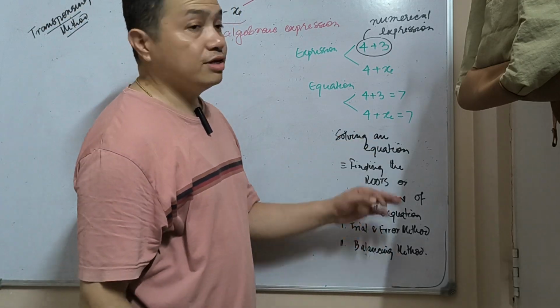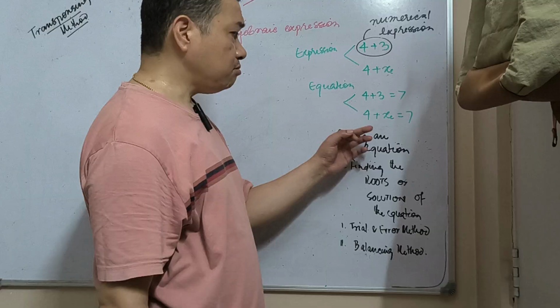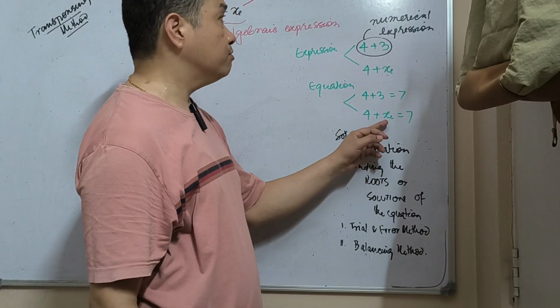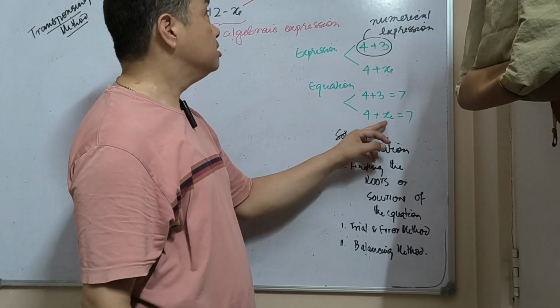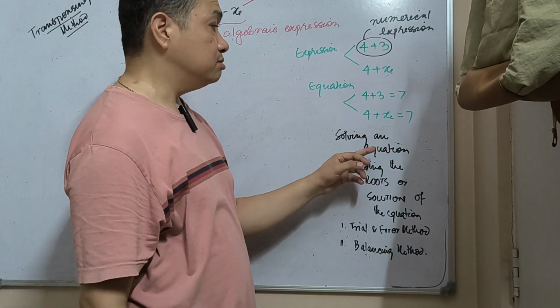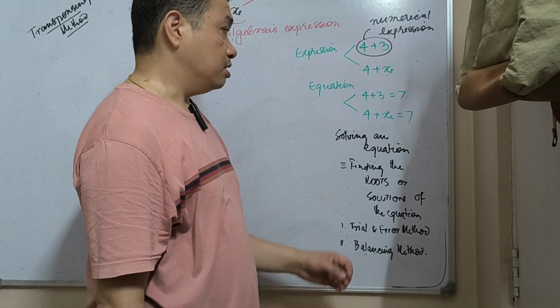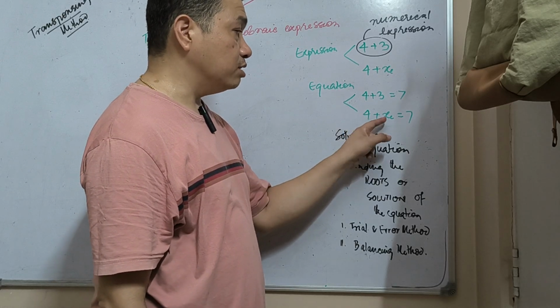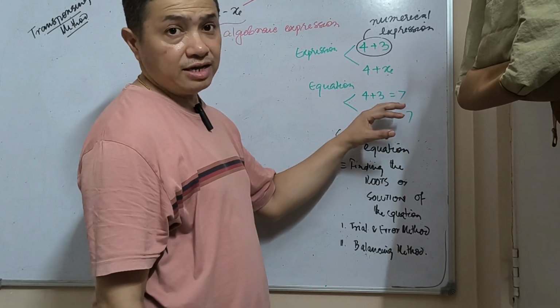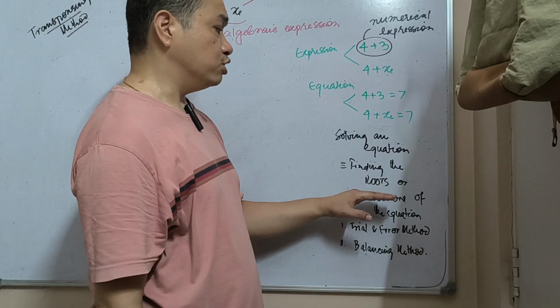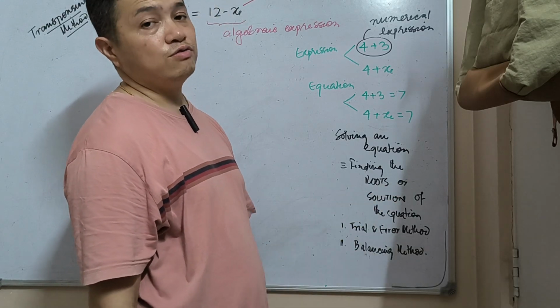So what do you mean by solving an equation? What is solving an equation? To find the value of the unknown, to find the value of the variable, to find the value of the literal number. That is called solving an equation. And the value of the variable which satisfies the equation, which makes the left hand side and the right hand side equal, is known as the root or solution of the equation.